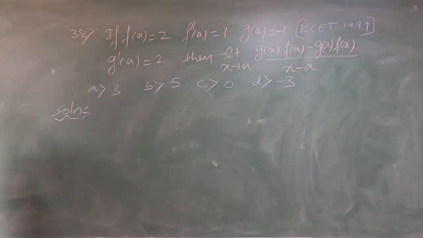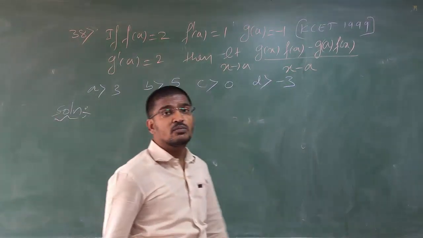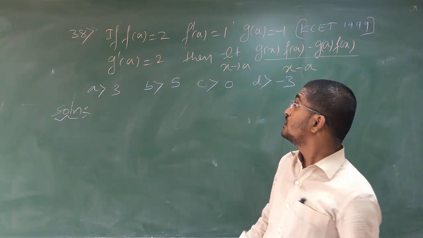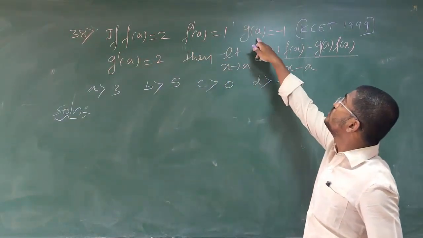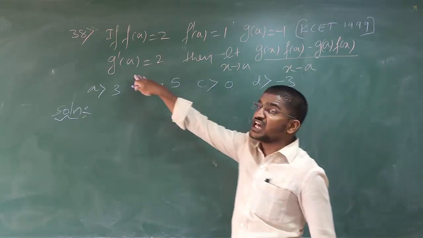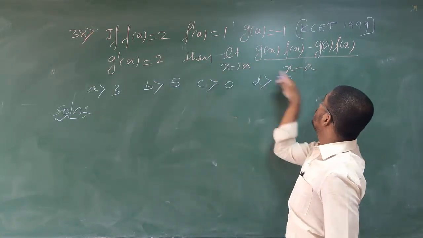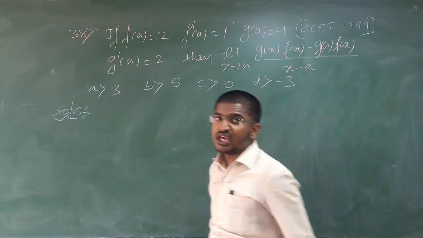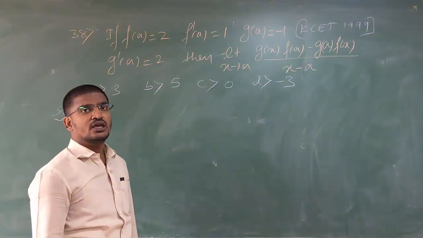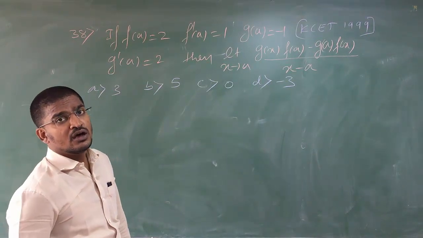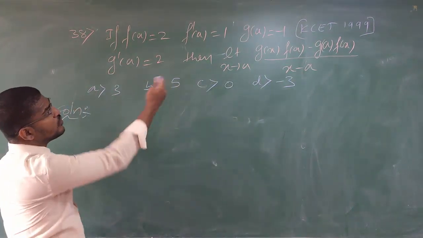Clear? Okay, students. Now let us solve question number 38. f of a is 2, f dash of a is 1, g of a is minus 1, g dash of a is 2. Then you have to calculate this. Already we have discussed one of the problems of this kind where f dash of a is given, in previous problems. In the same way we have to solve this.